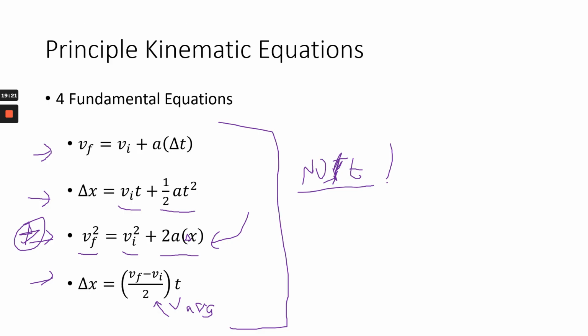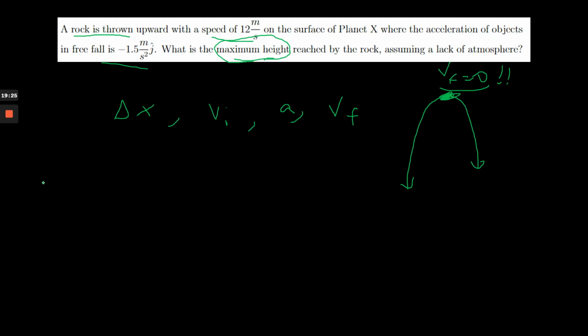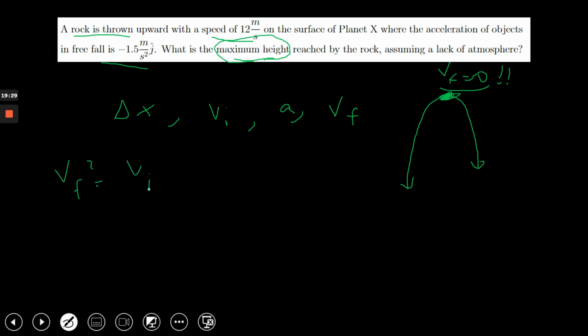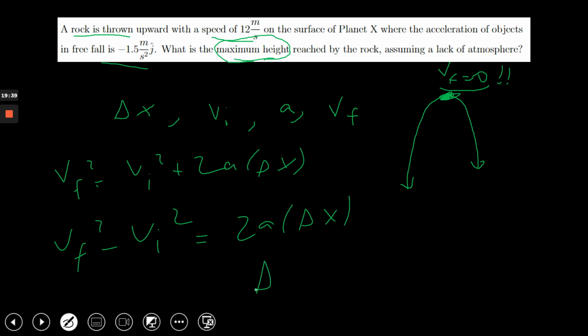So going back here, no time, as we said, this is the equation that we should use. So using that equation, we have Vf squared equals Vi squared plus 2a times change in x. So we have Vf squared minus Vi squared equals 2a change in x. So we have change in x equals Vf squared minus Vi squared over 2a.